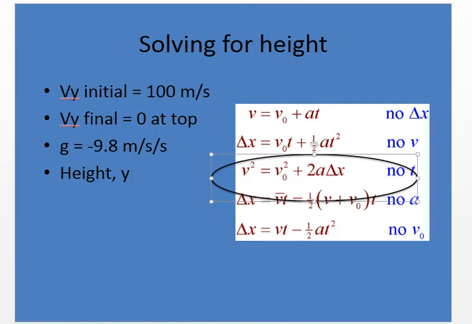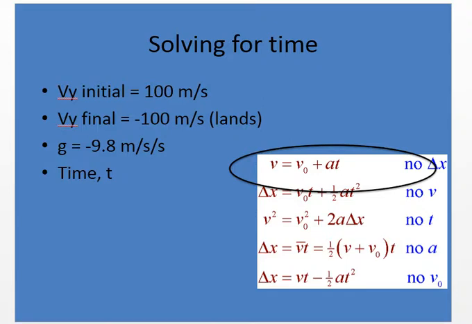By the way, this is exactly how you solve for A. In that case, you're just throwing it straight up at 100 meters per second. In solving for the time, you know that now you're talking about the whole trip. So you throw it up at 100 meters per second, but it lands at negative 100 meters per second. So you're going to use a formula that has the final speed, the initial speed, gravity, and time in it, in this case. And if you do that, it'll be this formula, Vf equals Vi plus At. And when you solve for time, you should get 20.4 seconds.